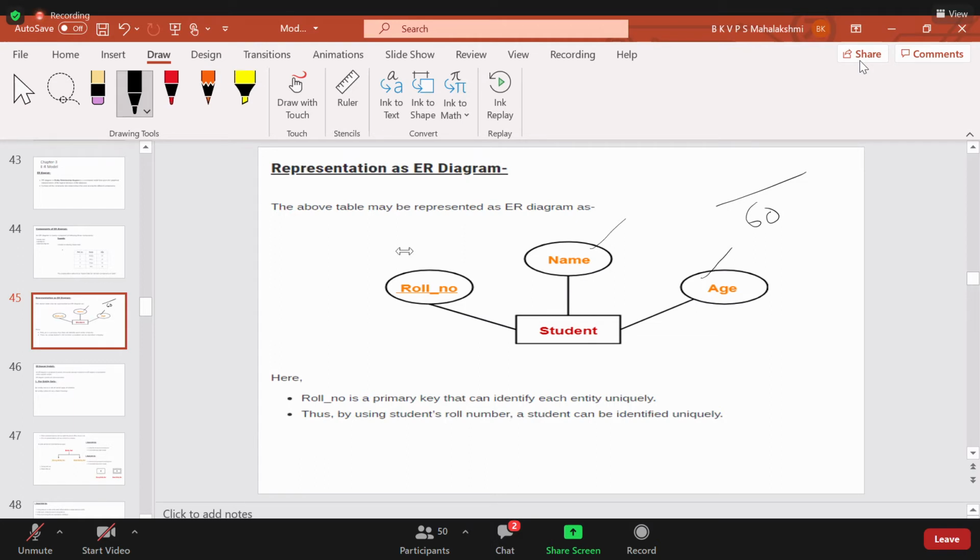But coming to the roll number in your section, are the values of the roll number unique, or does it have some redundant values? Unique, ma'am. Unique. So that is what we kept underlined.